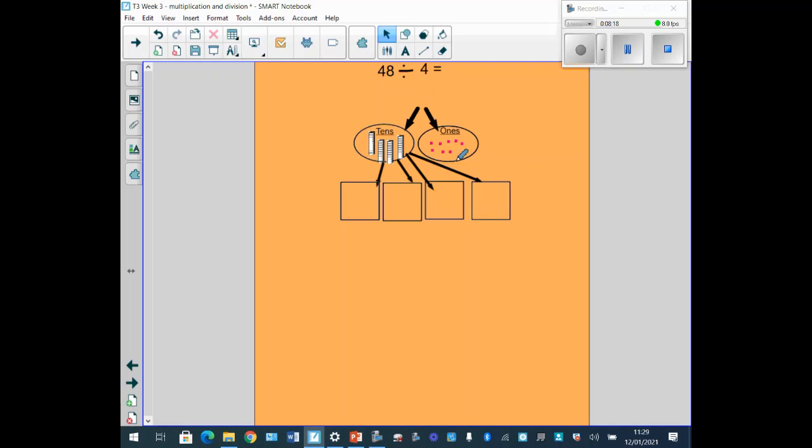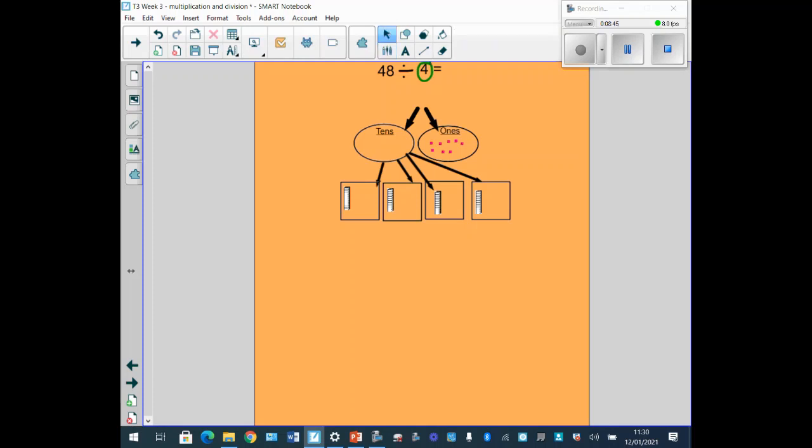Now I need to share my 10s into 4 equal groups. That one can go in there. That one can go in there. This one can go here. And this one can go here. Brilliant, I've done my 10s. Now I need to divide my 1s by 4, because that's what our question asked us to do.